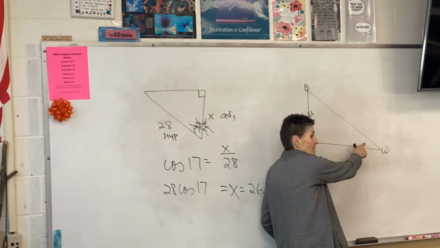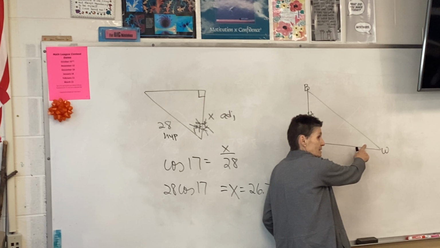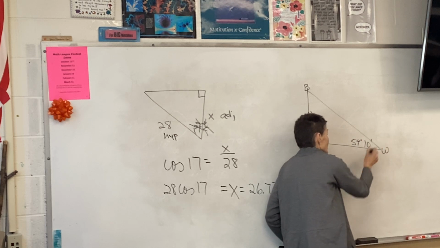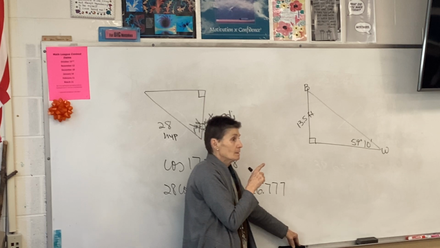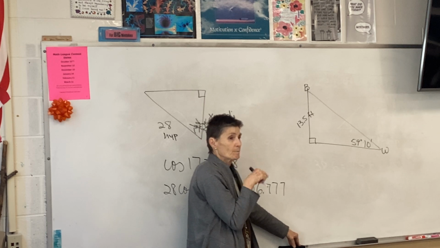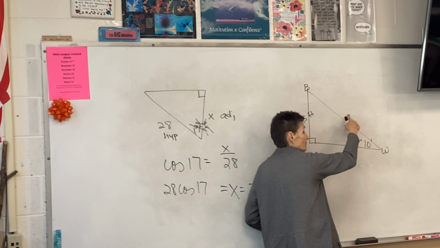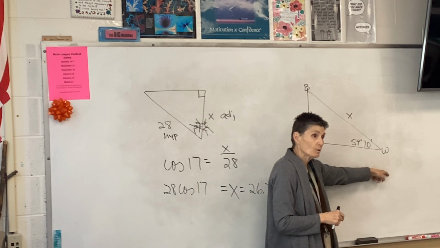Always, always, always right where I'm pointing. We talked about this the other day. It doesn't matter if it's elevation or depression, it's going to go right there every time. How far will the bird have to fly? Where do I put my x? Down here or up here? On the hypotenuse, because that's the path the bird is going to fly to get the worm.